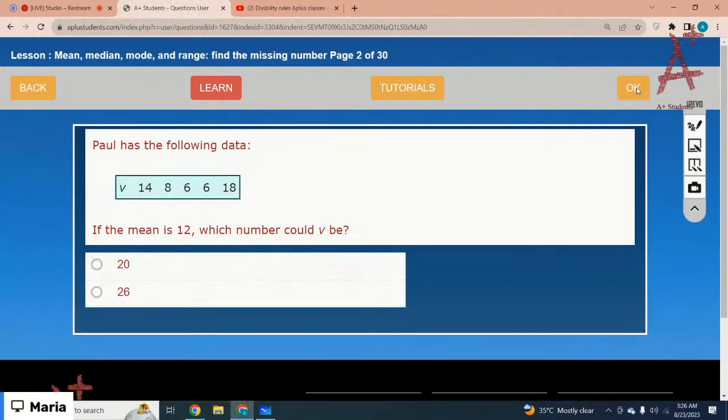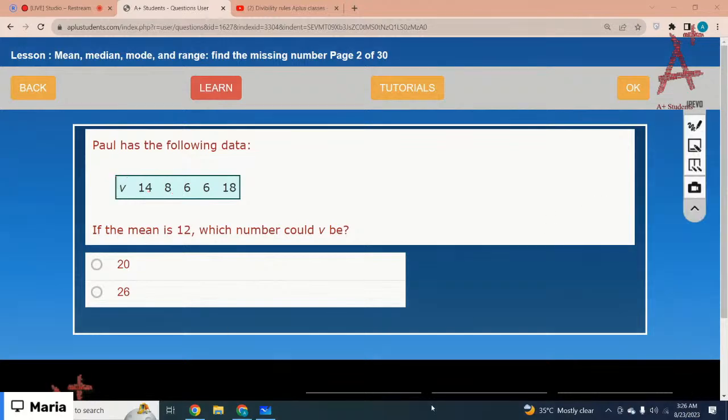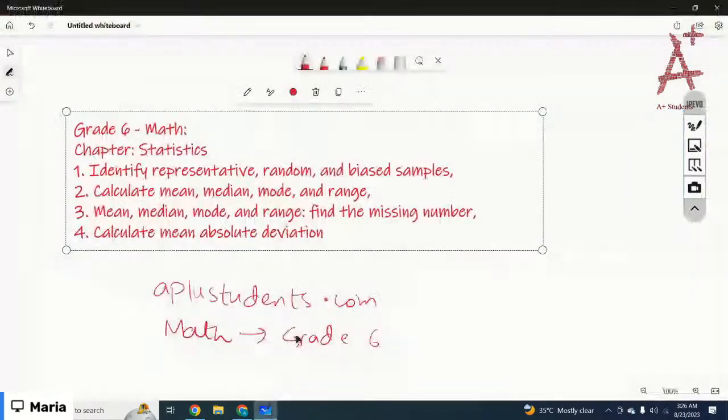Paul has the following data. If the mean is 12, what number could V be? Mean means the sum of all these numbers divided by the number of numbers. It would be 14, 8. You have two options, 20 and 26. Let's just suppose V is 20, right? Let me write them down on the board: V, 14, 8, 6, 6, 18.